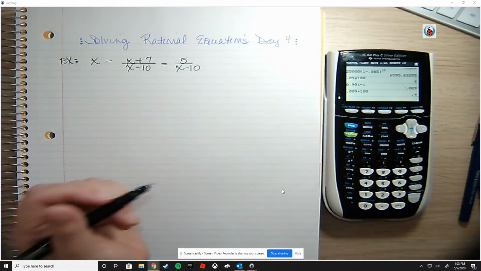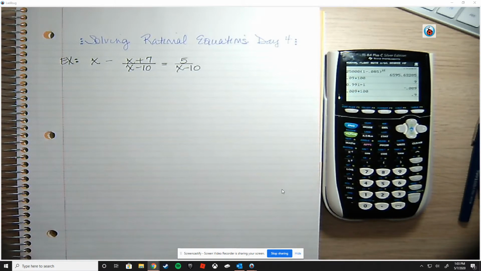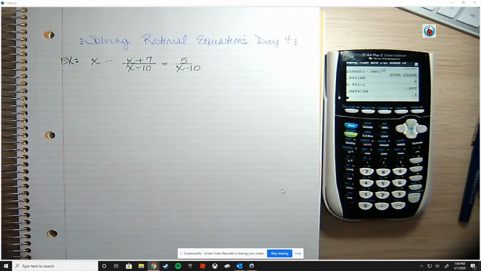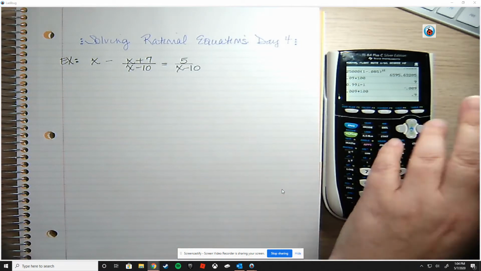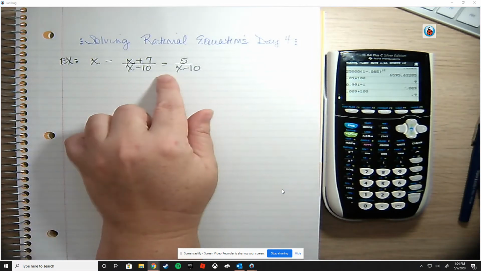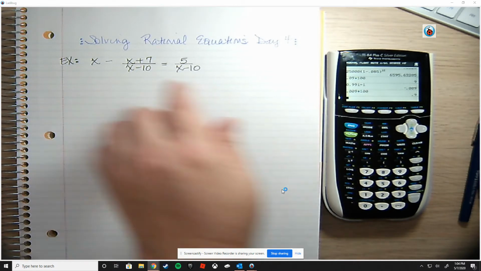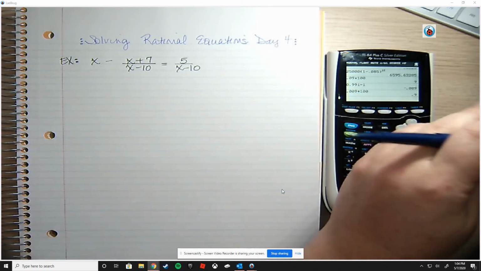All right, you guys, we are still working on solving irrational equations. And I know for some of you, you're probably like, not again, but honestly, this is a topic that is pretty involved, and you've got to take lots of skills from Math 1 and Math 2. All right, so same thing we did yesterday. We're going to multiply by the common denominator, and the common denominator for this problem is x minus 10.